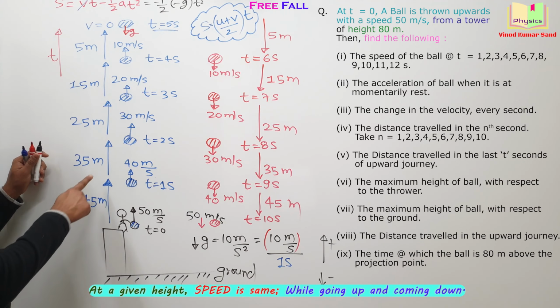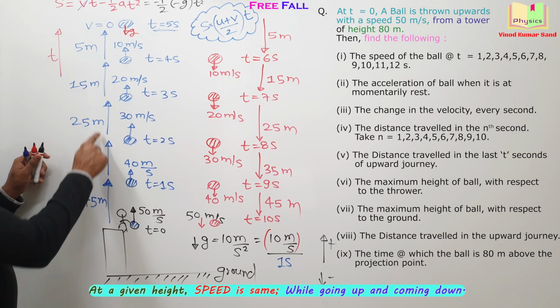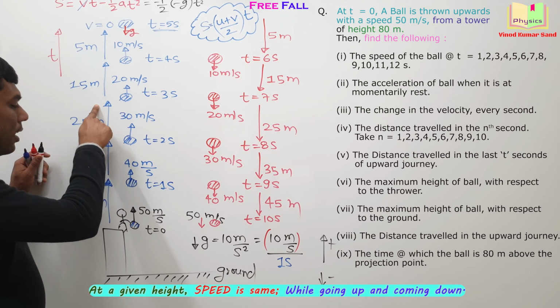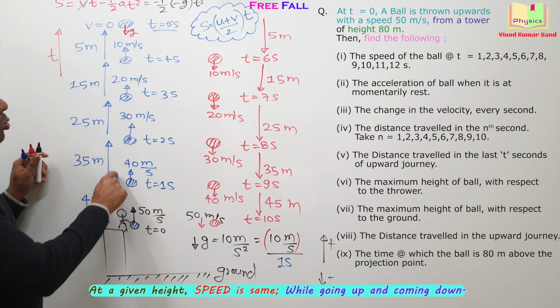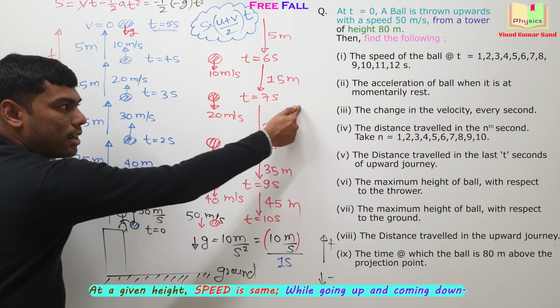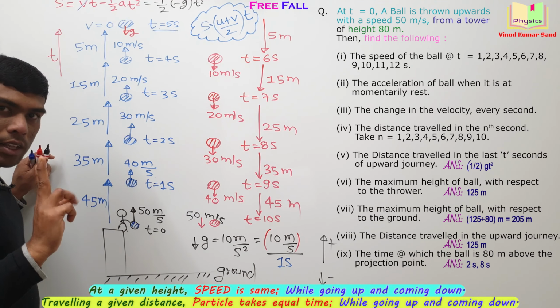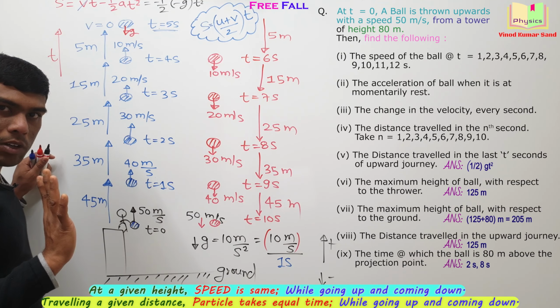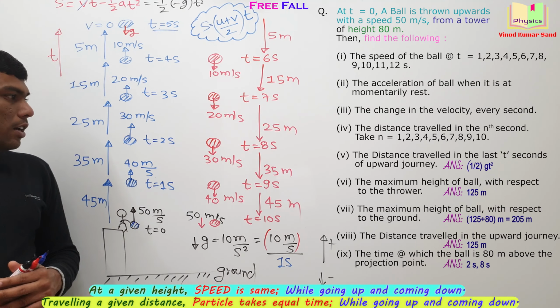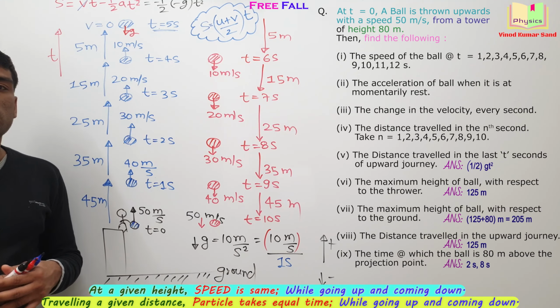Suppose someone asks you, traveling 60 meters of this distance, how much time does the particle take while going upward? You can check. It will take 2 seconds to travel this 60 meter distance. Then to travel this 60 meter distance back while going downwards, it will again consume 2 seconds. Understanding the concept of symmetry? Okay. Note down all these answers first and then we'll go further.